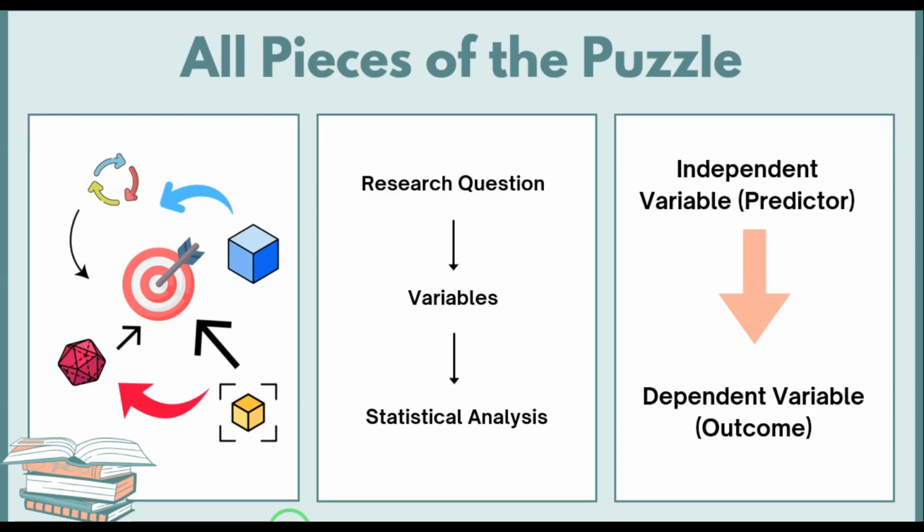Let's begin with the two most important types of variables. Almost every research study contains at least two key components: something we think may influence an outcome, and the outcome itself. The outcome is called the dependent variable, and the factor that may influence that outcome is called the independent variable. One way to remember this is to ask, what am I trying to explain? The answer is usually the dependent variable.